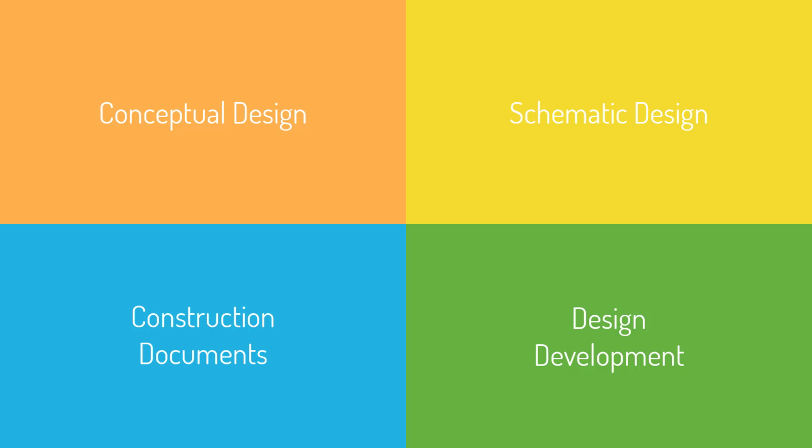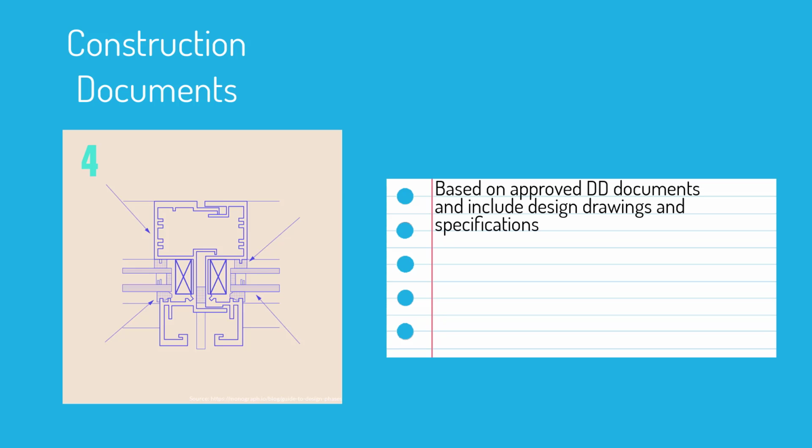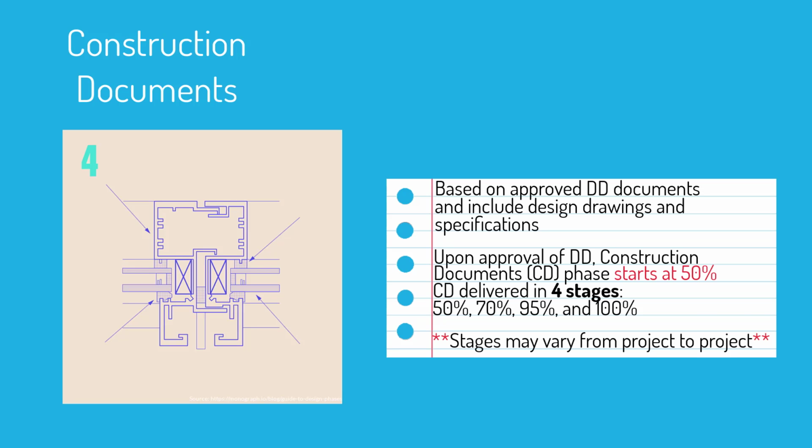Construction documents. Construction documents are created based on the approved design development documents and include drawings and specifications. Upon approval of design development, the construction documents phase starts at 50%. CD is typically delivered in 4 stages: 50%, 70%, 95%, and 100%. These stages may vary from project to project.